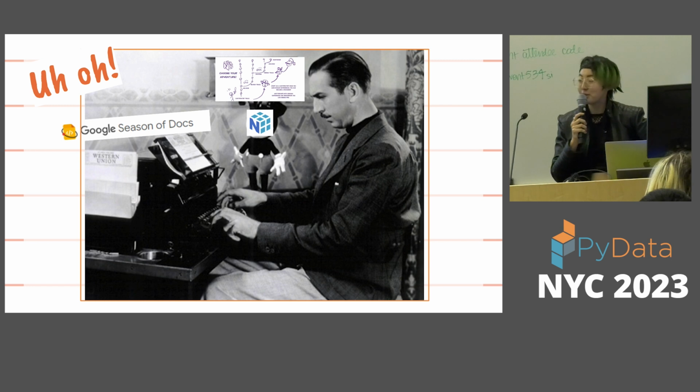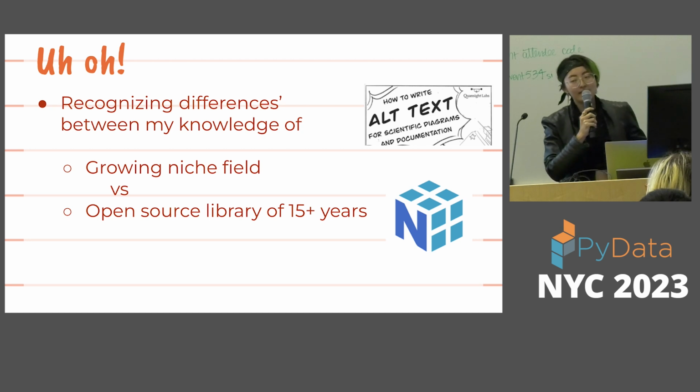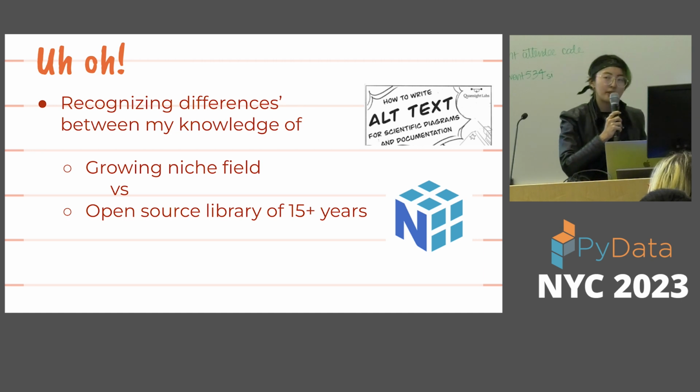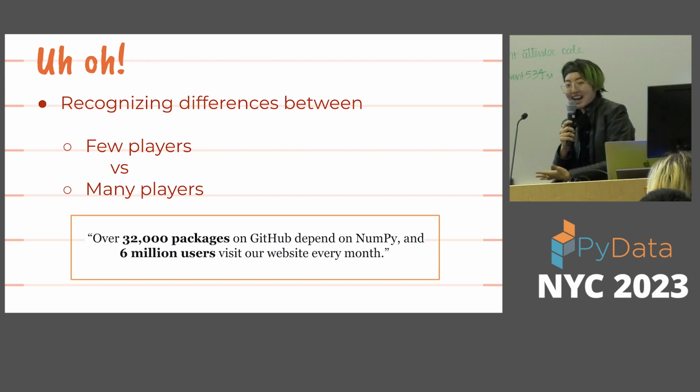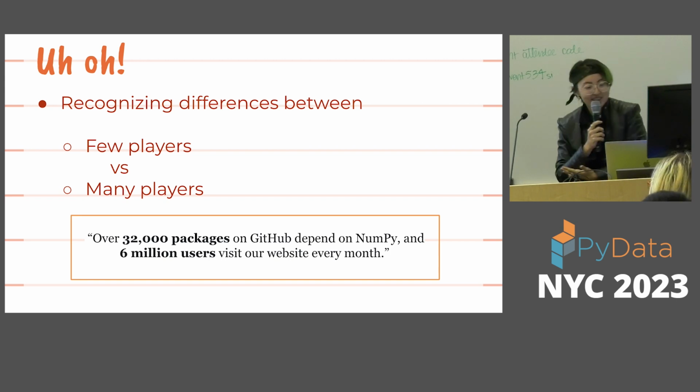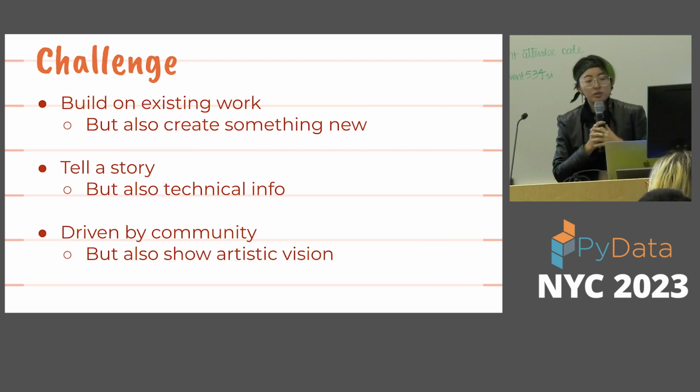wait, I have ridden myself into a corner because I realized there are some differences in my knowledge of a growing niche field of alt text and an open source library of over 15 years. Another way of saying it is that in one place there are fewer players, and in the other there are a lot. In fact, over 32,000 packages on GitHub depend on NumPy and over 6 million users are on the website every month. Suddenly, I was feeling a lot more pressure and a lot more eyeballs on what I was doing.